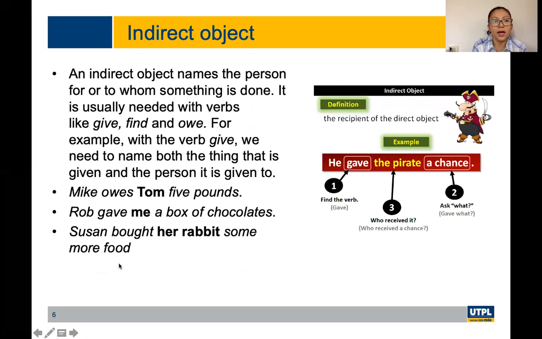About the indirect object: an indirect object names the person for or to whom something is done. It is usually needed with verbs like give, find, and owe. For example, with the verb give, we need to name both the thing that is given and the person it is given to. Mike owes Tom £5. Rob gave me a box of chocolates. Susan bought her rabbit some more food. In the example in the graphic, we can see: he gave the pirate a chance. The verb is gave, who received it is the pirate, and a chance is the what.